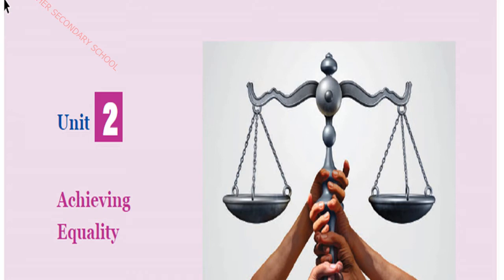To complete something, usually by putting in a lot of effort or skill, is known as achieving. And equality means what? The situation in which everyone has the same rights and advantages is known as equality. So you are going to learn elaborately about achieving equality. Under this title, you are going to learn especially about gender equality, children.